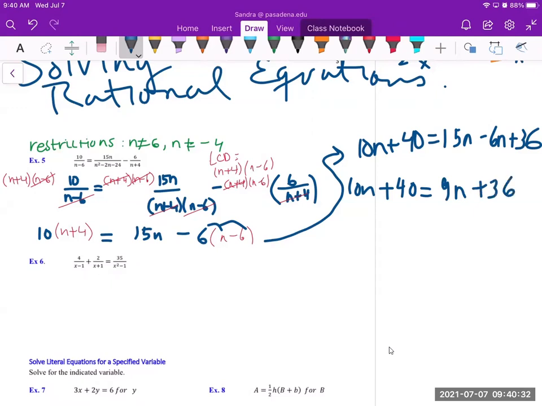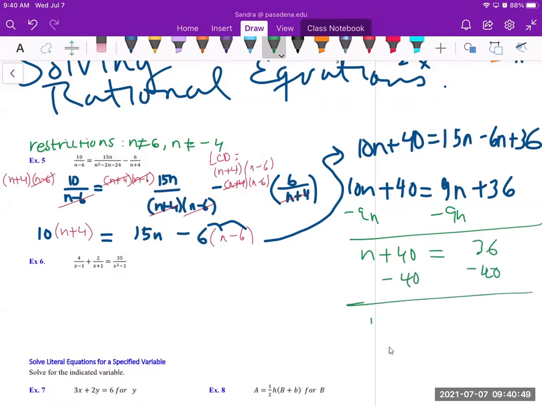Move the numbers to one side, variables to the other side. So I'm going to move the 9n, and I get 1n plus 40 equal to 36. Subtract the 40, and it's equal to negative 4.